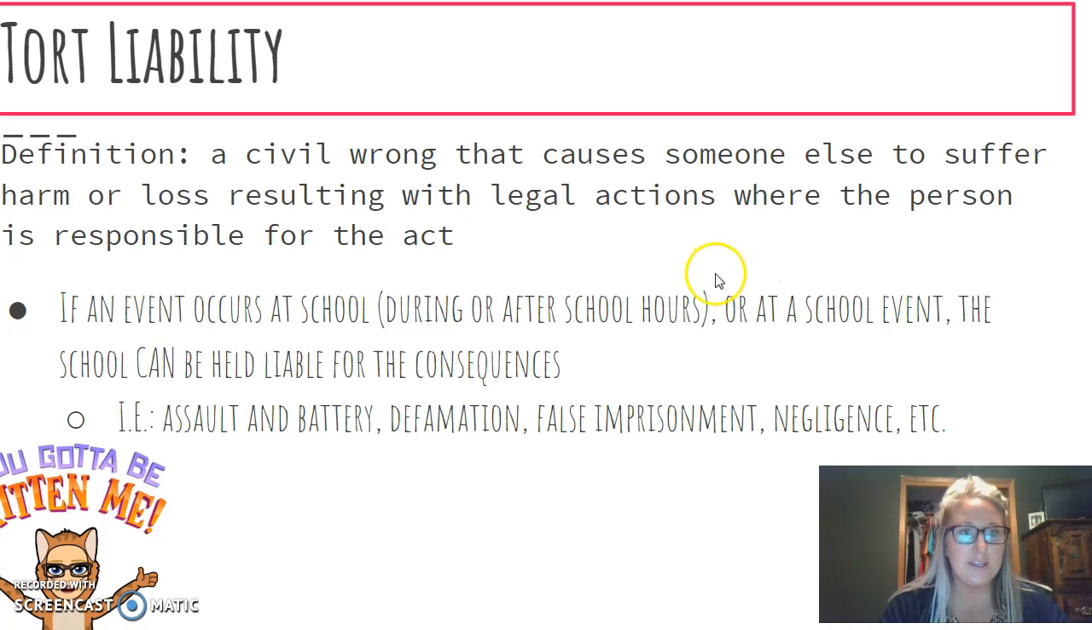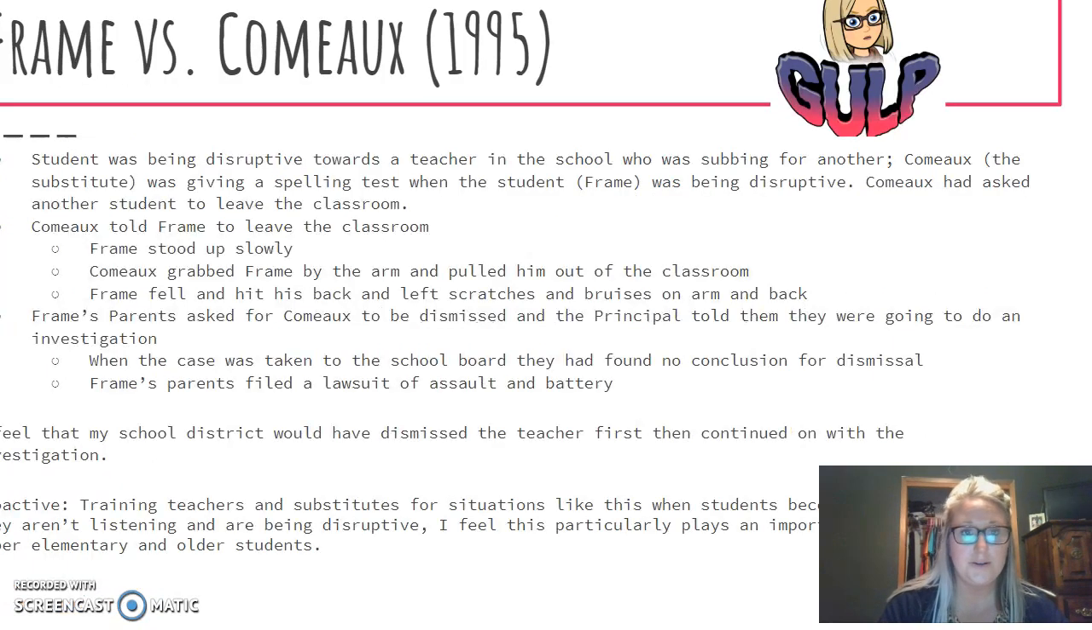Tort liability is the definition of a civil wrong that causes someone else to suffer harm or loss, resulting in legal actions where the person is responsible for the act. If an event happens on school grounds, whether school is going on or not, the school can still be held responsible for the consequences.